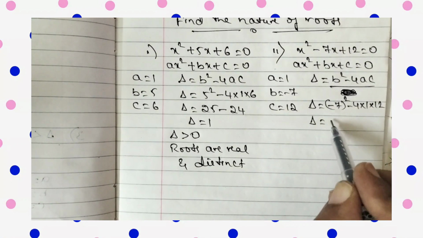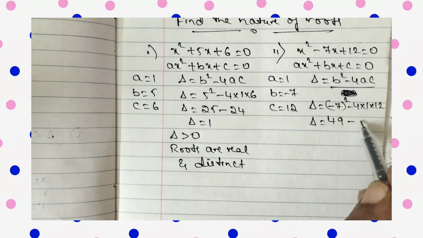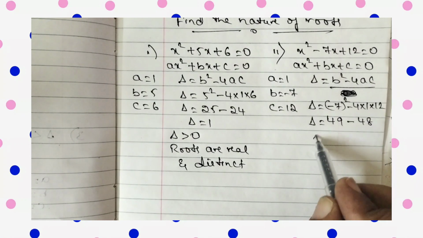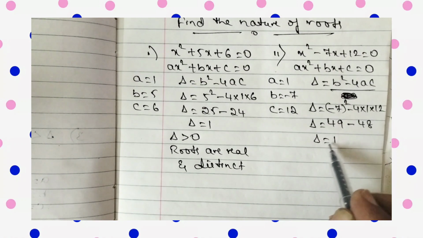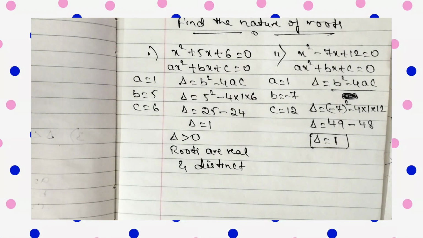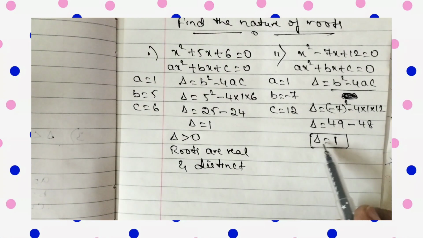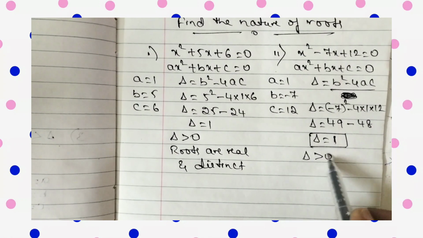So delta is equal to minus 7 whole square, which is 49. 4 ones are 4, 4 12s are 48. So delta is equal to 49 minus 48, which is 1. So like this we have to find out delta. So delta is equal to 1, which means delta is greater than 0.